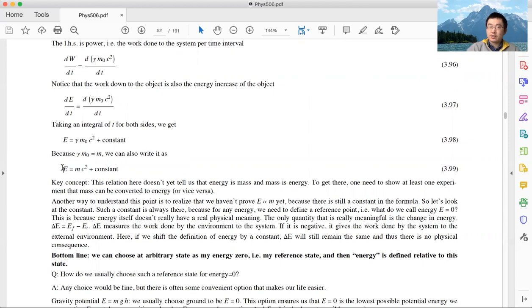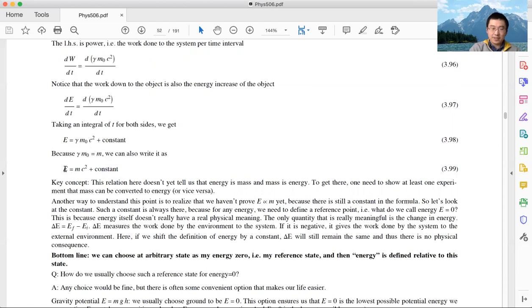As long as we want to recover Newton at small velocity, and as long as we require that different reference frames have the same speed of light and the same physics laws, this is a natural consequence. There's no other option. So this is where E equals mc squared comes from. And I do want to say a little bit more about this relation. As you may have noticed, the relation I show you here is not yet E equals mc squared. It's not yet. We have an additional constant.